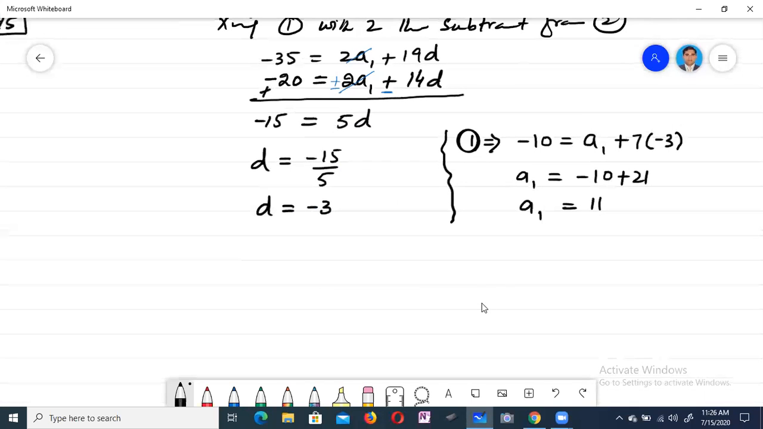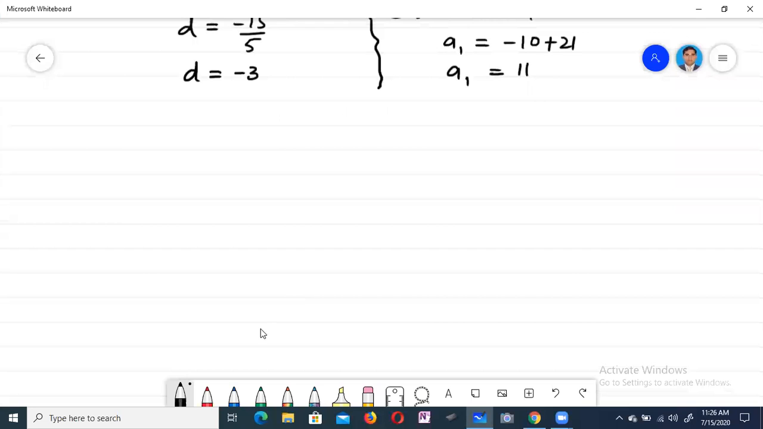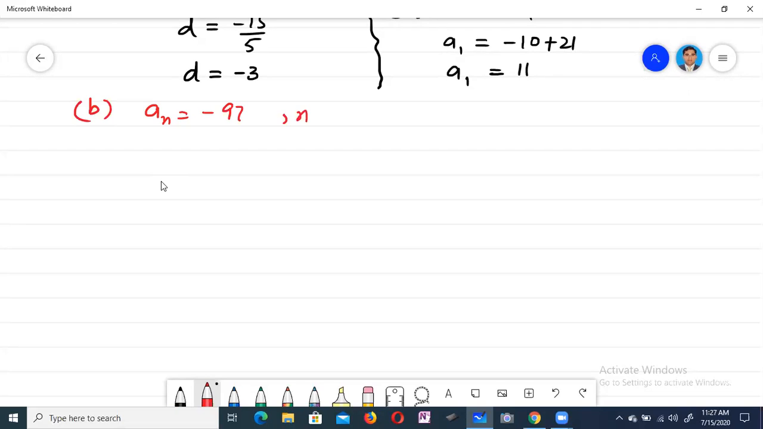Then after that part B is there. In part B, what we have to do here: given that the nth term of this progression is minus 97. Nth term, you know, an, that he is saying minus 97. Find the value of n. We have to find n.